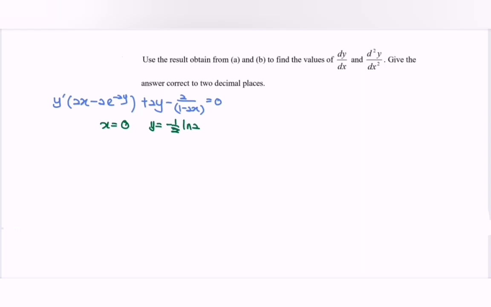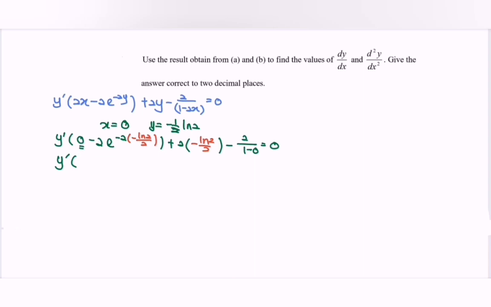So in order to find the first derivative, meaning that we have to find the y prime bracket. So we will have 0 minus the 2 exponent, we have negative 2 multiply with the negative ln 2 over 2, and then bracket plus with the 2y. So again 2 multiply with the negative ln 2 over 2, and then minus the 2 over 1 minus with the 0. So kindly calculate the situation. We have the y prime bracket.